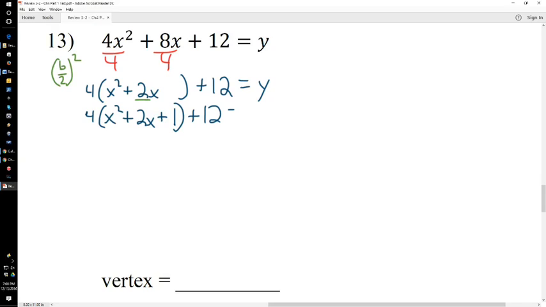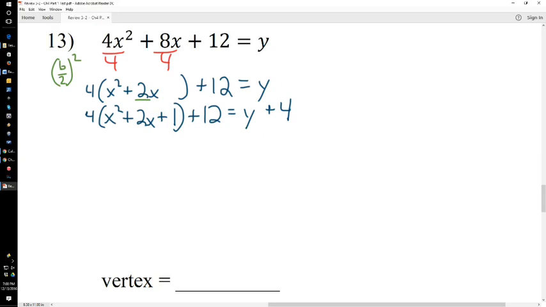Plus 12 equals y. Now normally I would put a 1 over here, but this time I'm going to put a 4. The reason I'm putting a 4 over here is because I know I'm writing a 1 right there, but this isn't just a 1. Remember, everything in the parentheses is being multiplied by that 4 out front. So I'm not just adding a 1, I'm adding a 1 times the 4. It looks like a 1, but it's really a 4. So I have to add a 4 to the right in order to balance it out.